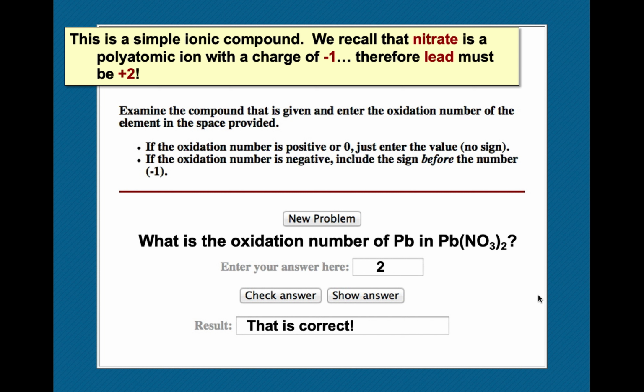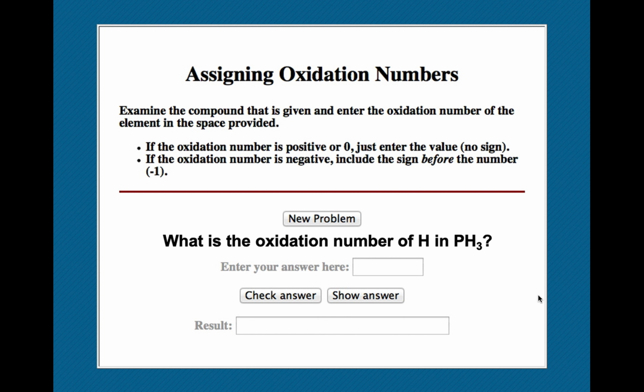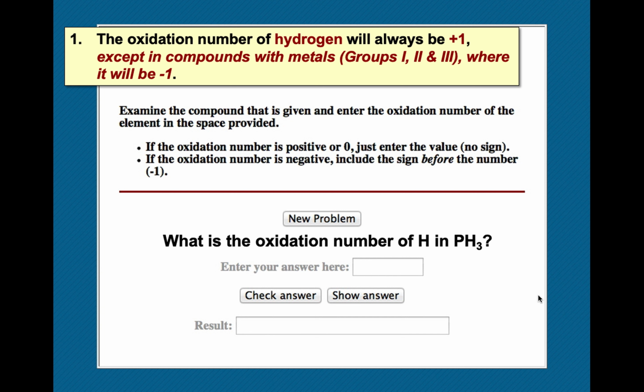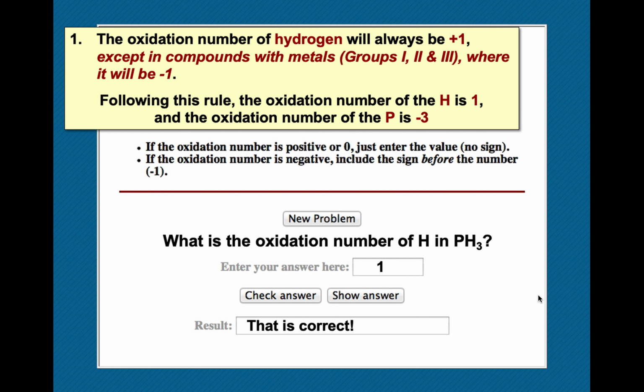Now this next one is a little strange. PH3. We're looking for the oxidation number of hydrogen. Well, both of these are nonmetals, aren't they? Hydrogen bonded to a nonmetal is plus 1. That makes the phosphorus here a minus 3. Any questions?